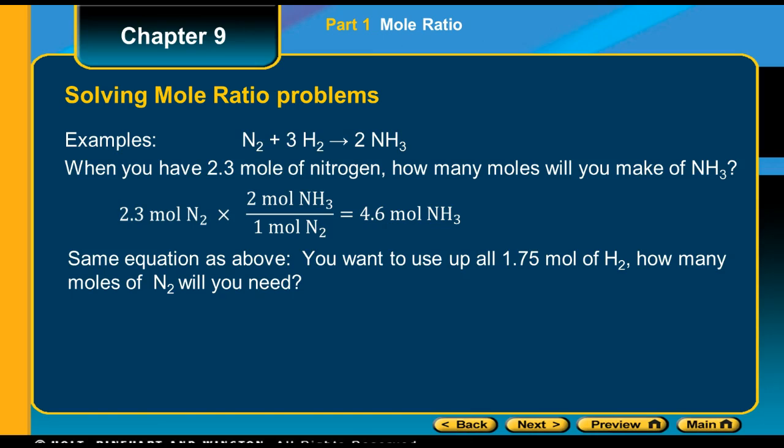Alright, so same equation as above. Let's try another problem. You want to use up all 1.75 moles of H2. How many moles of N2 would you need? So we're going to start with the 1.75 moles H2, and in our next fraction we're going to relate moles of H2 to moles of N2. So we can see that up here in the equation we have 3 moles of H2, and we have only 1 mole of N2, so we're going to put the 3 on the bottom and the 1 on the top, and then you solve. This problem is one fraction, and we know that it's one fraction because it's moles to moles, and we can do that all in one step. Some of the problems that we're going to look at in the future are not necessarily one step.